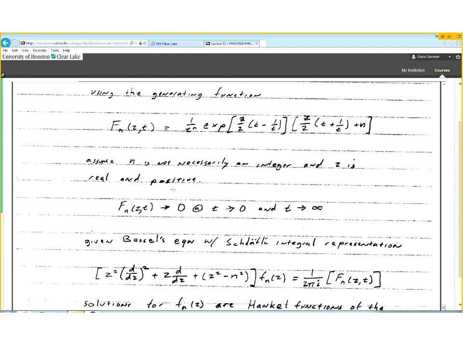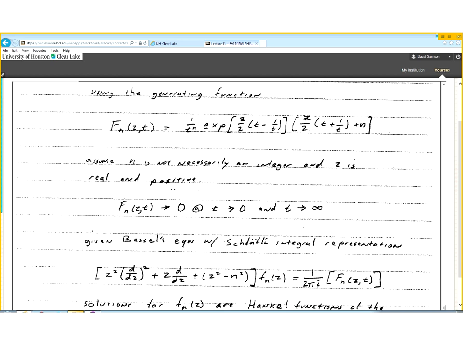Now, you can use a generating function. It's kind of a stand-in for the actual Bessel function. And you can see here that this is the generating function where you have the exponentials written, and that's z over 2 on both of these. And here, we don't assume that n is an integer necessarily, or that z is real and positive. And so what happens is this thing goes to 0 as t goes to 0, and as t goes to infinity.